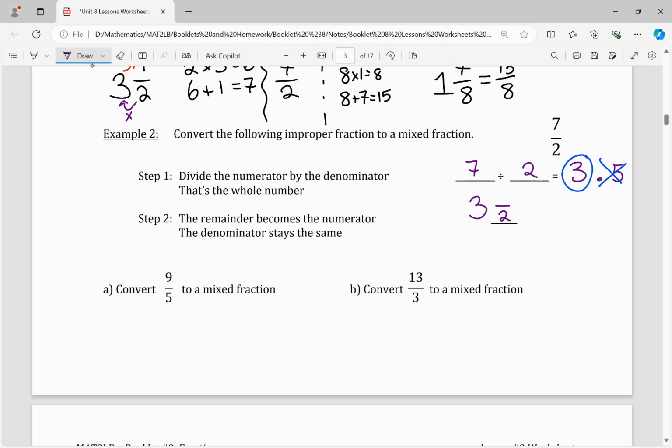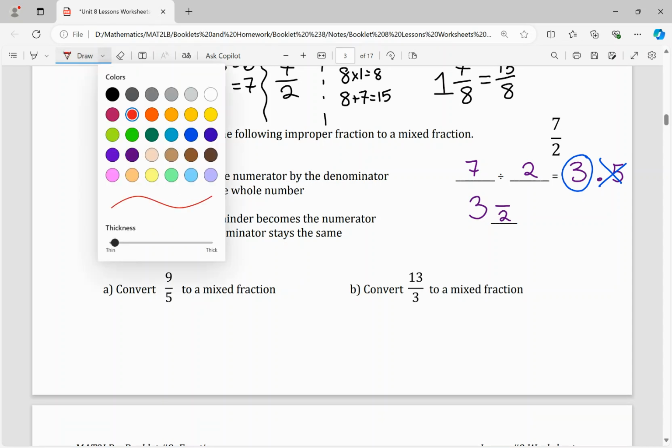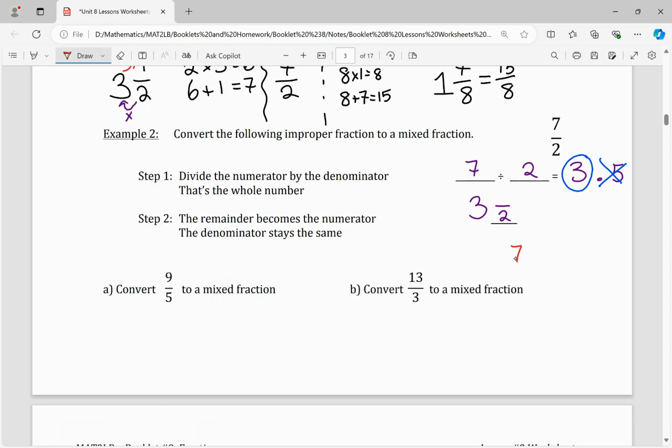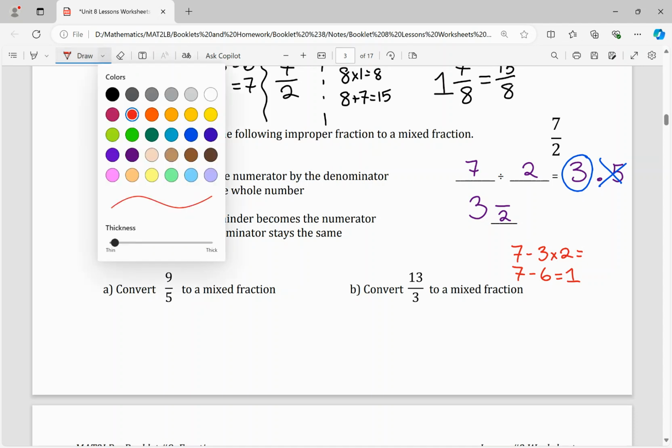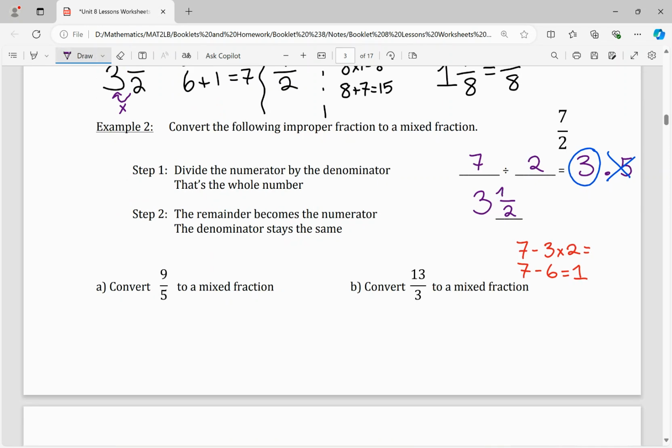So in order to calculate your new numerator, you're going to take what it used to be, which was 7, and you're going to subtract 3 times 2. Now, for those of us who remember Bedmas, 3 times 2 happens first, so that's 7 minus 6, which is equal to 1. So when I remove 3 groups of 2 from 7, there is only 1 left over. That is going to be your numerator.